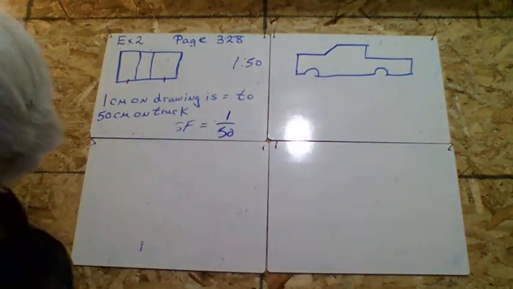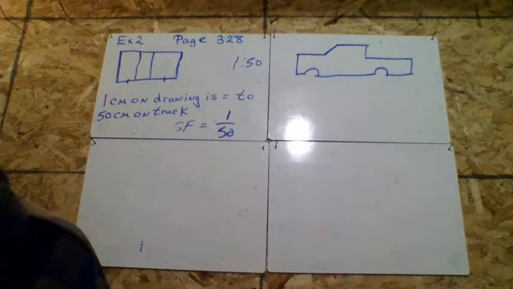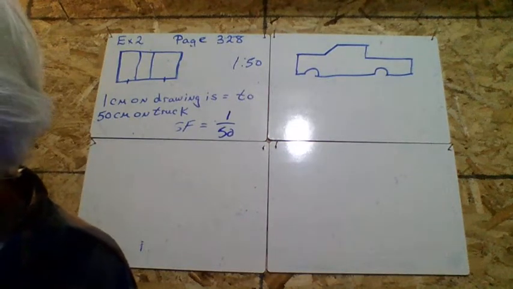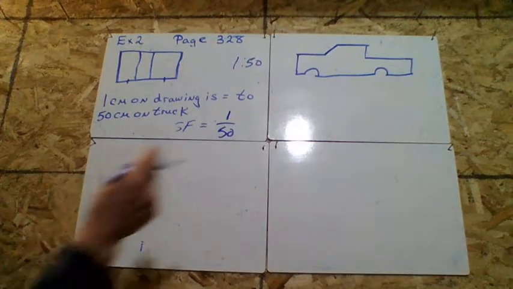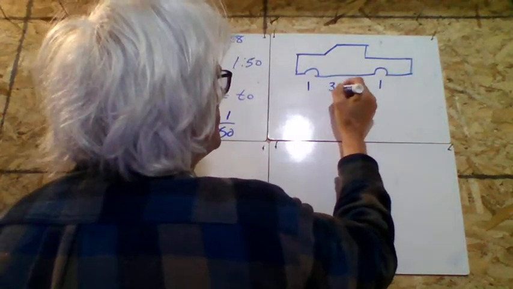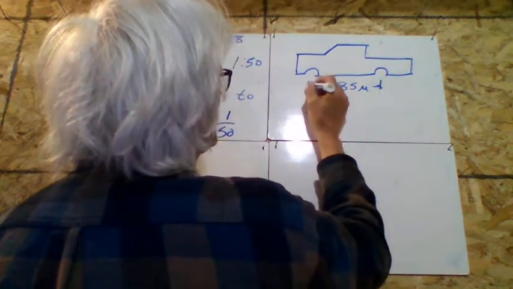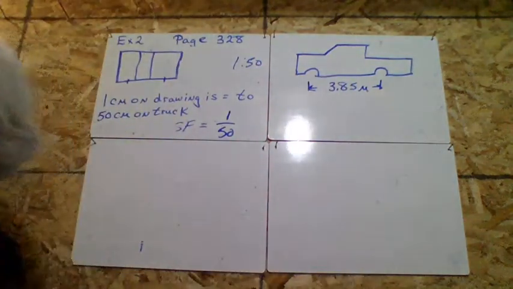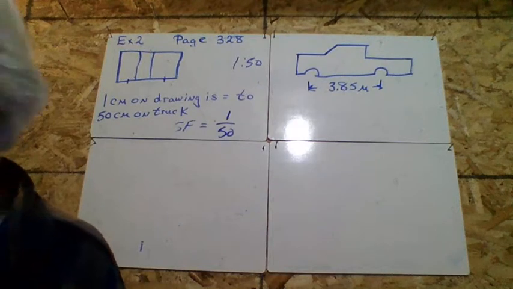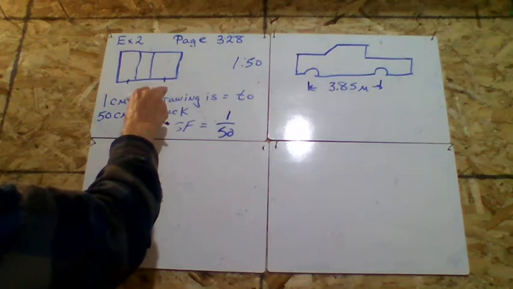1 to 50. So question A, they asked me, the front and back wheels of the truck are 3.85 meters apart. Okay, so on the actual truck, these wheels are 3.85 meters. How far apart should the wheels be on the scale diagram? So, how much are they going to be on the scale diagram?